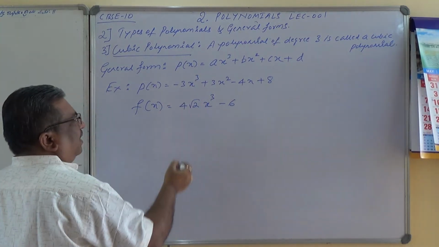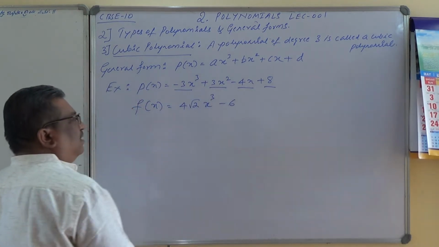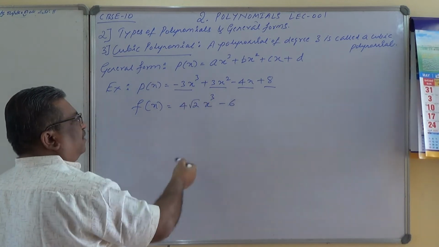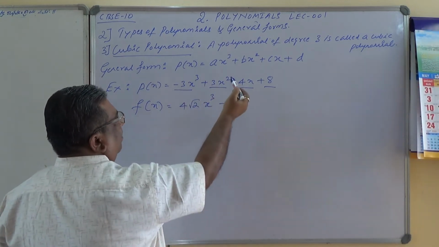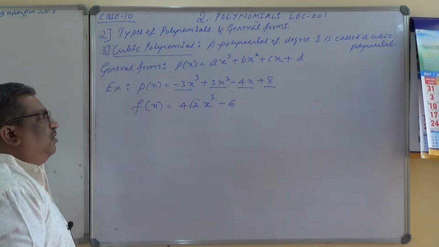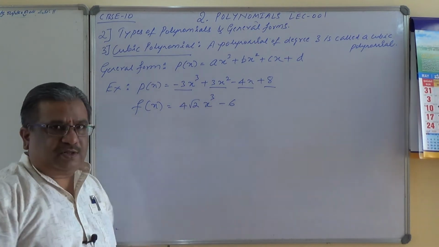And here once again, this one, this one, this one, this one, all these are terms of the polynomial. There are 4 terms here. 3 is the coefficient of x cube, 3 is the coefficient of x square, minus 4 is the coefficient of x, and 8 is called the constant term. So you should also understand the terms and the respective coefficients along with the constant term here.